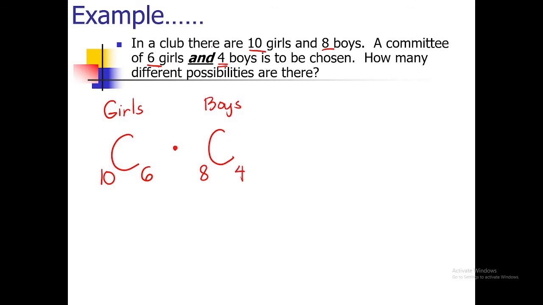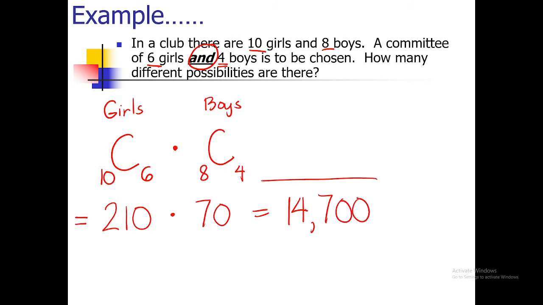I'm using times there because you're having the connector AND. 10 combination 6. How much is that? 210. Correct. Times. What about 8 combination 4? 70. Now, what is 70 times 210? 14,700. There you have it. 14,700. Mao ni number of possibilities nga mga mabuhat nato.